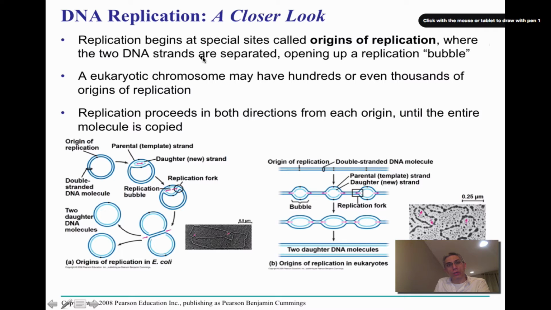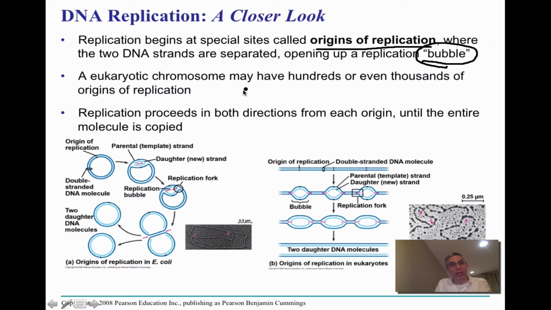So again, really quickly, just a really close look at how this gets started and the general idea of how DNA replication occurs. It basically begins at special sites called origins of replication. Imagine the DNA strand stretched out so it's no longer twisted in that double helix. Those two strands are going to separate, and it's going to open up something called a replication bubble within that strand.